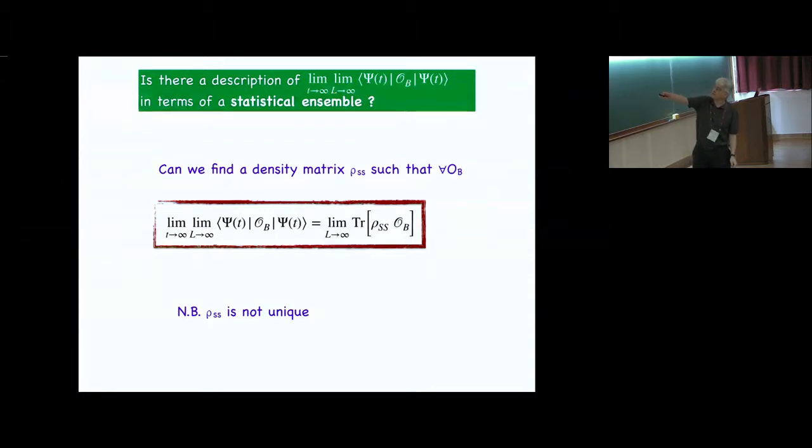And in mathematical terms, the question then is, can we find a density matrix such that for all local operators, the infinite time limit after the quantum quench of the expectation value of the local operator in the time-evolving state is equal to the infinite volume limit of the expectation value of the observable in my statistical ensemble?